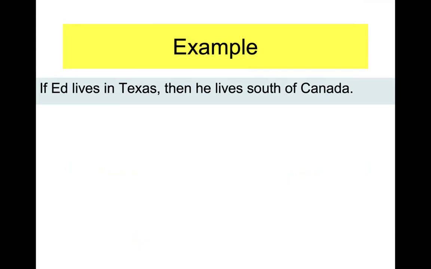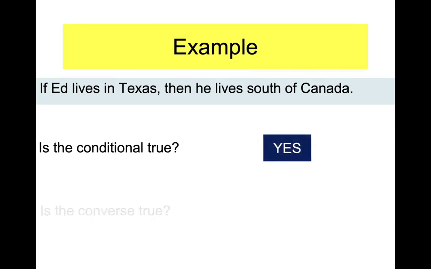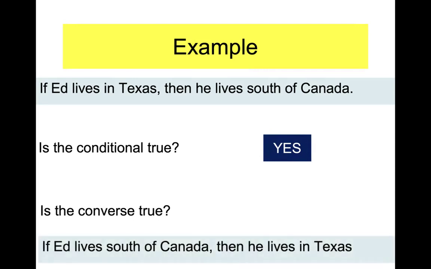Okay, here's another example. If Ed lives in Texas, then he lives south of Canada. Well, that's a true statement. Texas is south of Canada. So the conditional, that statement in blue there, is true. But what's the converse of that statement? So flip the if and the then around. If he lives south of Canada, then he lives in Texas.